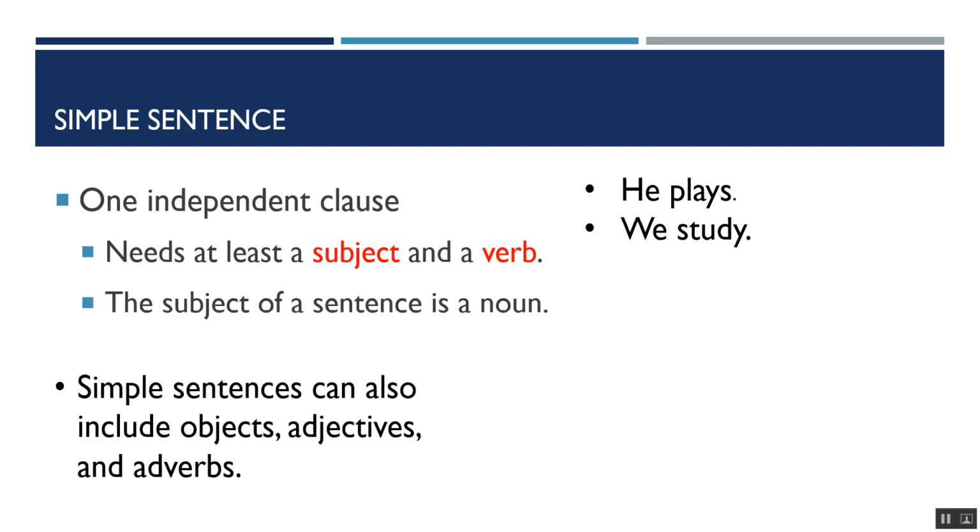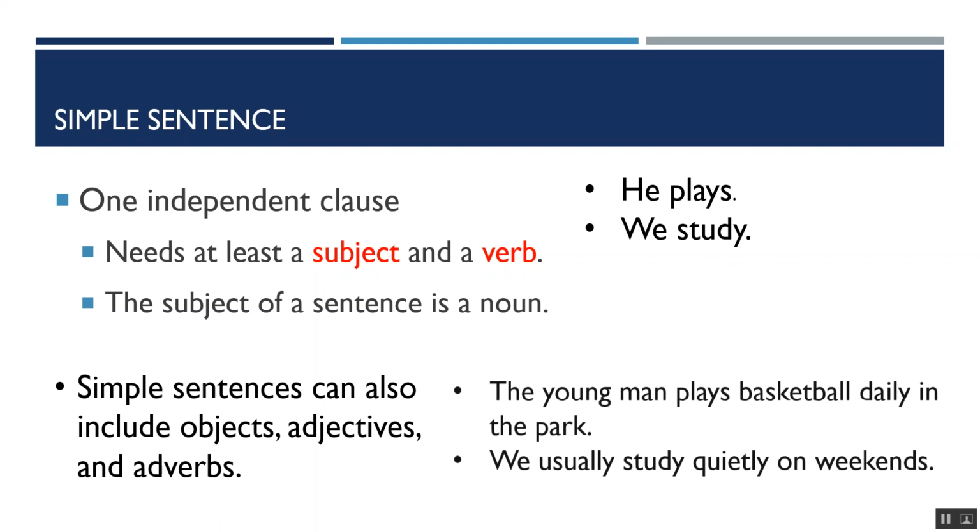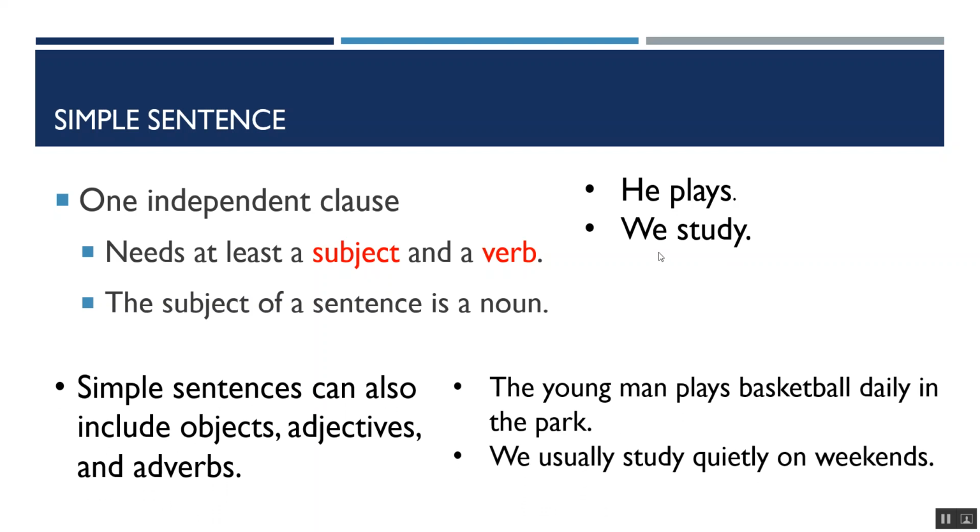Simple sentences can also include objects, adjectives, and adverbs. So we have here, the young man plays basketball daily in the park. Our subject is the young man. All of that together is our subject. That's our person. The verb, the action he does, is play. He plays. What does he play? Basketball. So that is our object. Daily, that's an adverb, right? It's how he plays basketball. In the park, that's also an adverb describing where.